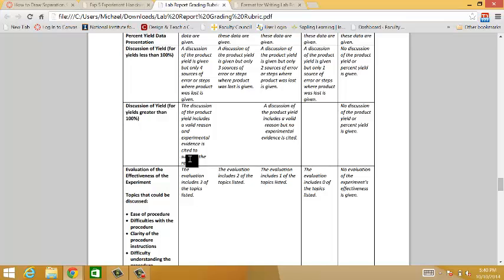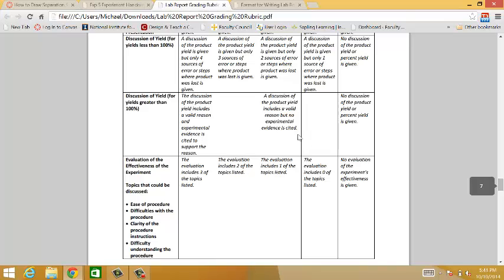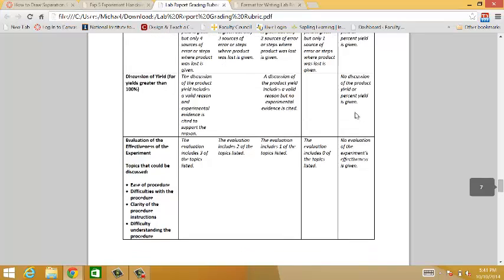But if you say that I got over 100% and dichloromethane was in my product, but then you don't tell me about the GC evidence, and the GC evidence is there, then you'll be moved to here. So a discussion of the product yield includes a valid reason, but no experimental evidence is cited, and then you just didn't give me a valid reason, period.